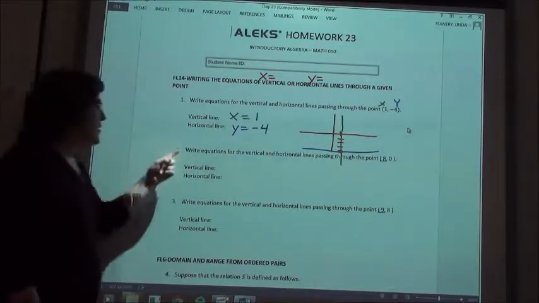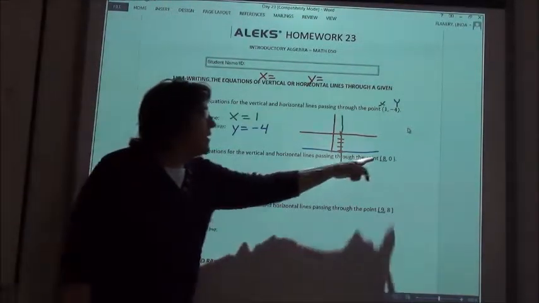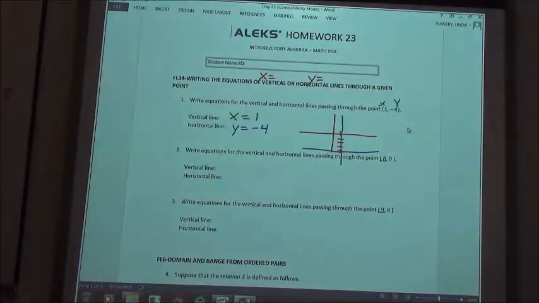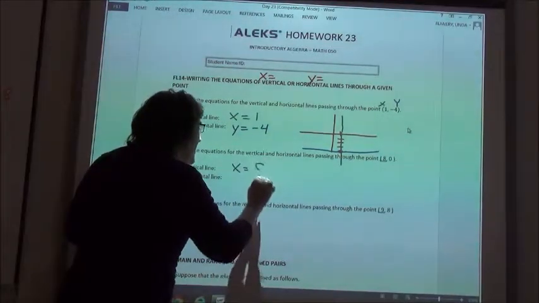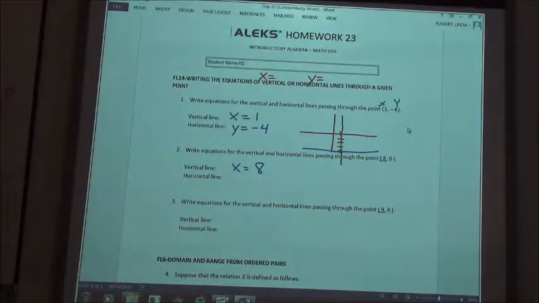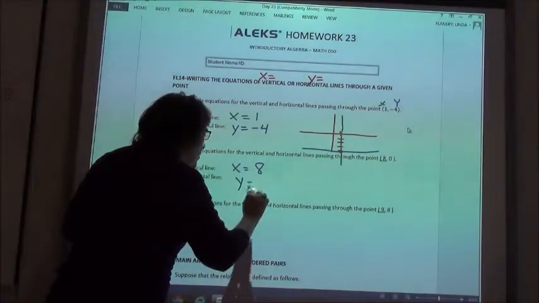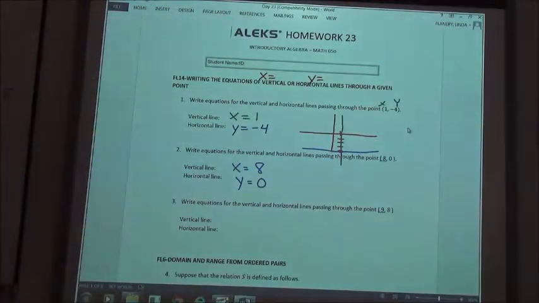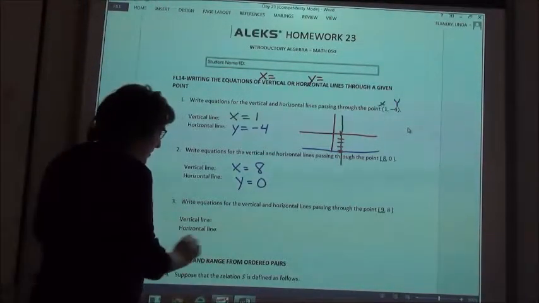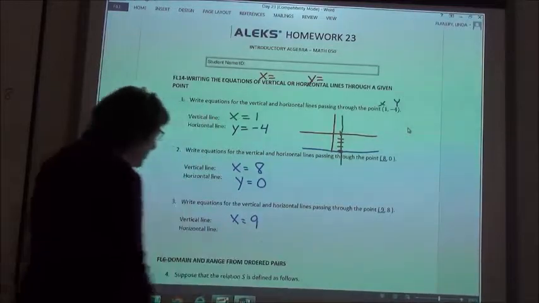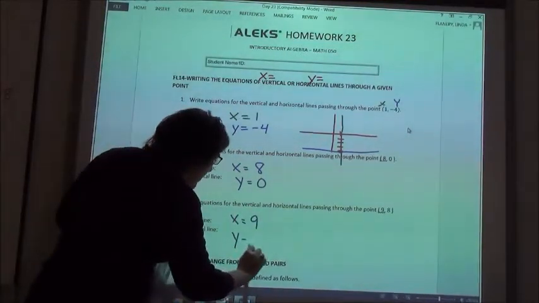So on number 2, it wants us to write the equation for the vertical and horizontal lines that pass through the point (8, 0). So my vertical line would be x equals 8. And my horizontal line would be y equals 0. Number 3, we want to write the equation for the vertical and horizontal line passing through the point (9, 8). So the vertical line would be x equals 9, and the horizontal line, y equals 8.